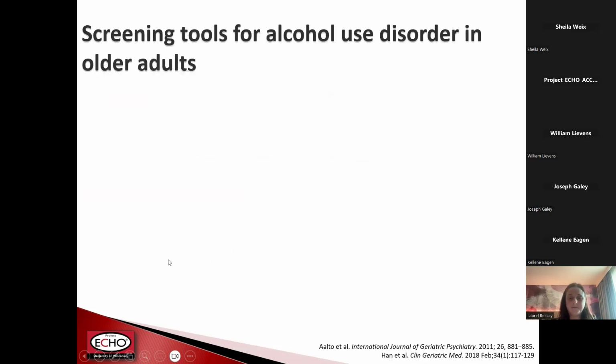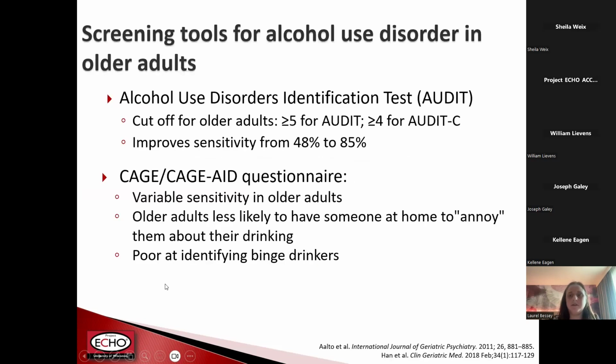All right, next slide. So some screening tools for alcohol use disorder in older adults. There is one study that recommends a different cutoff for the AUDIT screener. They recommend that for older adults, you consider it positive if the score is greater than or equal to 5, and greater than or equal to 4 for the AUDIT-C. This improves the sensitivity in older adults from 48% to 85% in one study.